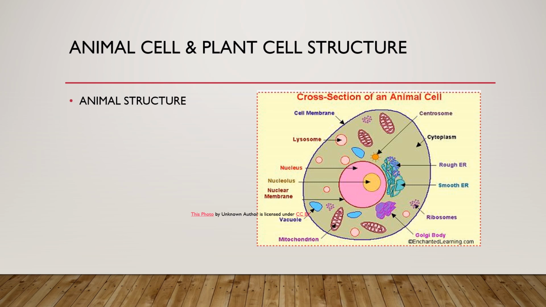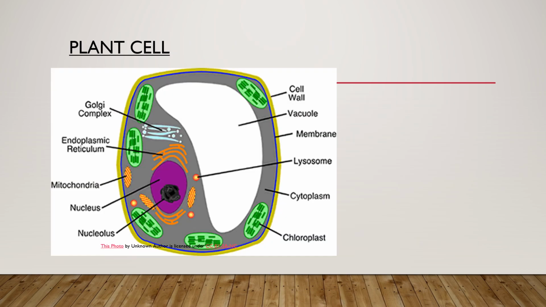As we see, it has a cell membrane, which is the outer part. It contains lysosome. It has a nucleus, and this is a nucleolus. There's a difference between nucleus and nucleolus. As you can see, there's a nucleus, and it also has a nuclear membrane. It has vacuole, Golgi apparatus, cytoplasm, and centrosome. Okay, let's go and look at the plant cell structure.